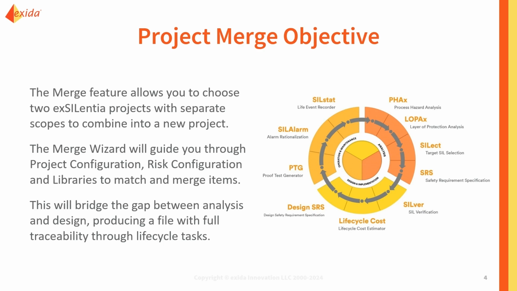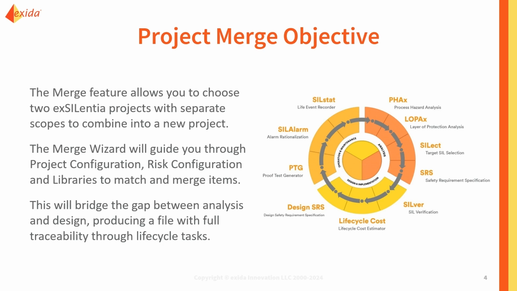In cases where you have safeguards that are safety instrumented functions, you would be able to proceed to the SIL selection tool to determine your target SIL or target risk reduction factor for your safety instrumented functions. Once you have your integrity requirements defined, you can then document all other requirements in the safety requirements specification module.